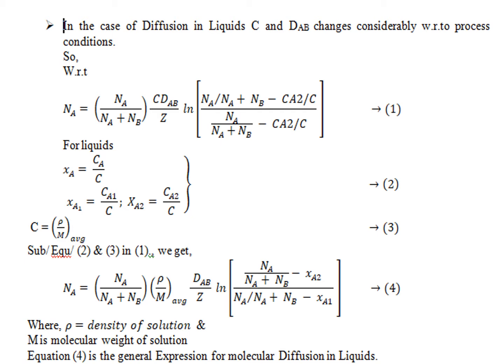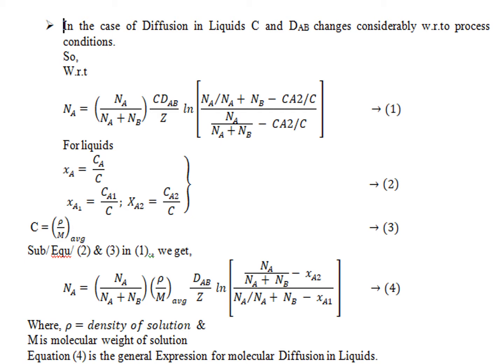The mole fraction XA is defined as the ratio between individual concentration to total concentration. At points 1 and 2, XA1 is equal to CA1 by C, XA2 is equal to CA2 by C. So, this is the second expression. We know the formula for concentration. Concentration is defined as the ratio between density and molecular weight. Concentration is the average value. That's why we take C is equal to rho by M average.